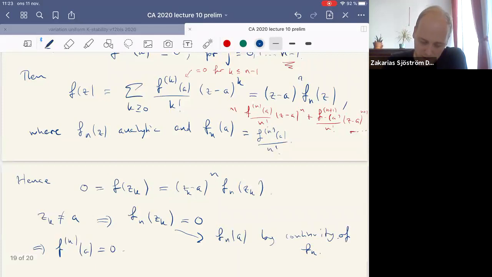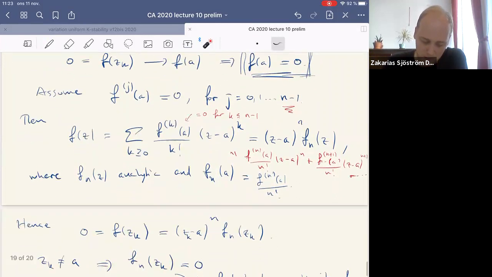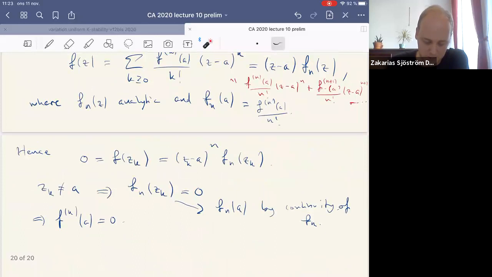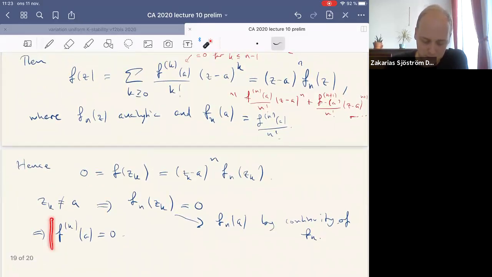So what we showed is that we used the hypothesis to say, to recap a bit, that f of a is 0. Then you go through this argument here to show that f prime of a is 0, if you wish. But then we wrote it down to say that if we assume that the first n minus 1 derivatives are 0, then also the next one has to be 0.